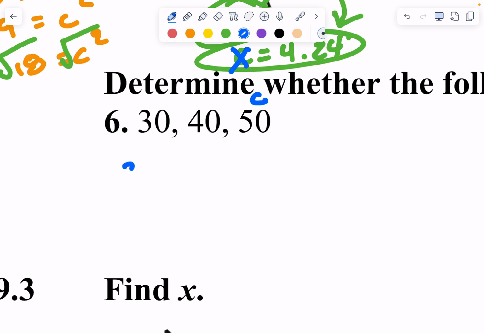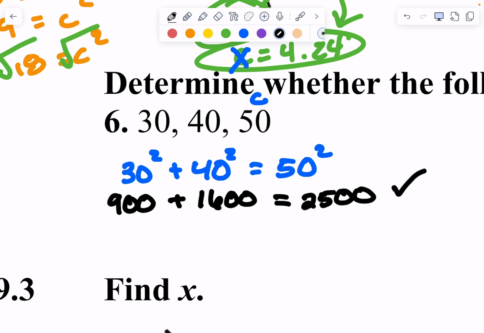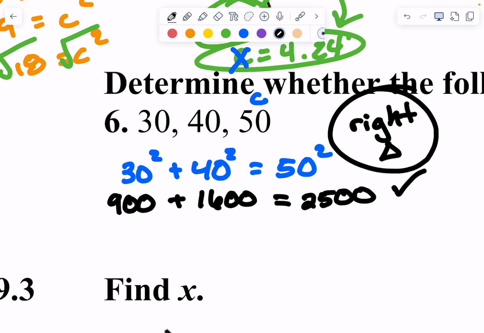Okay, so let's go 30 squared plus 40 squared equals 50 squared. Let's see if that is true, right? 30 squared is 900. 40 squared is 1600. 50 squared is 2500. Is that true? So is this a right triangle? What's the scale factor? That's a 3, 4, 5. What's the scale factor? 10. It's just multiplied by 10. It is in fact a right triangle.